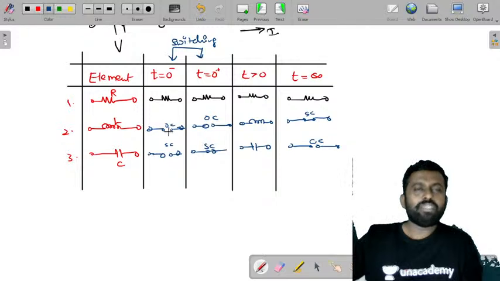Now that depends upon the given question and these values. Again, if it is already charged, then the inductor will behave as a current source and the capacitor will behave as a voltage source. So let me also explain that.